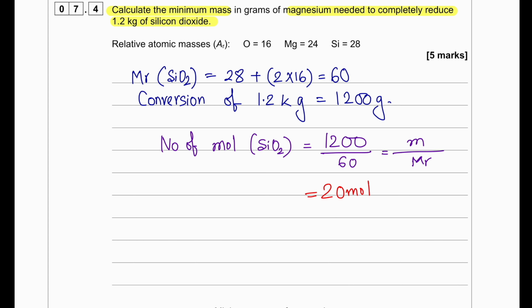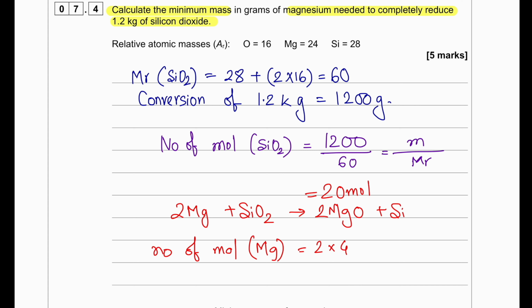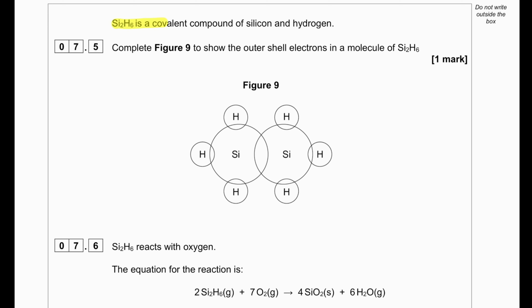Now, here they asked us to find the mass of magnesium in grams. But if they were to ask us to find the mass of magnesium in kilograms, we would then just divide it by 1000. Si2H6 is an equivalent compound of silicon and hydrogen.